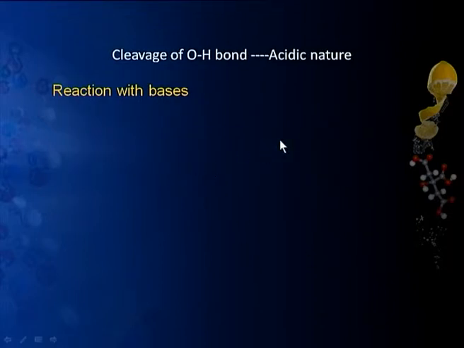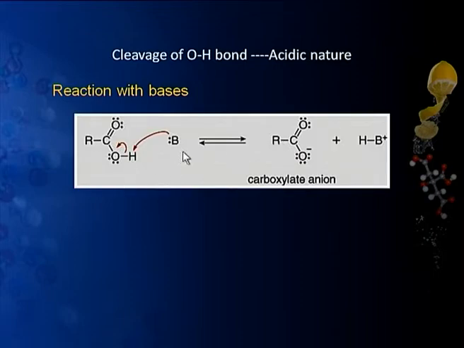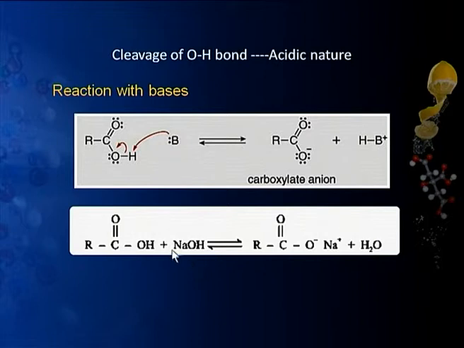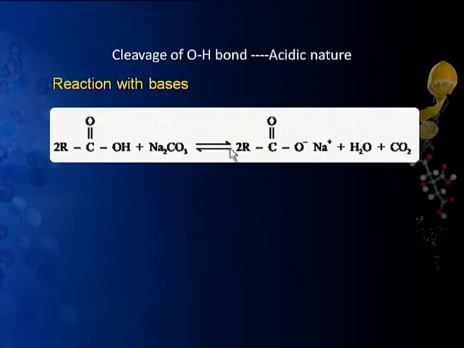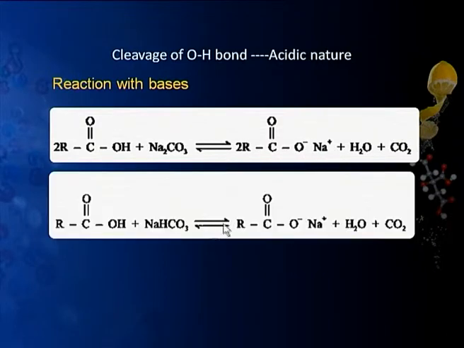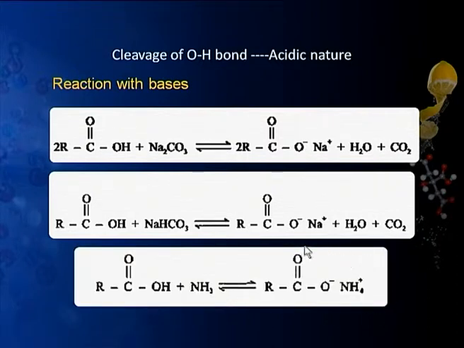Since they are acids, they will also react with bases. In a common reaction with a base, the base will abstract a hydrogen and we will get a carboxylate anion again. Like sodium hydroxide, when it reacts with carboxylic acids, we will get the sodium salt of the carboxylic acid, that is sodium carboxylate, and water is formed. Carboxylic acids react with weaker bases like sodium carbonate also, forming sodium salt, and carbon dioxide is liberated. With sodium bicarbonate, here also carbon dioxide is liberated and sodium salt is formed. They even react with ammonia, forming ammonium salts.